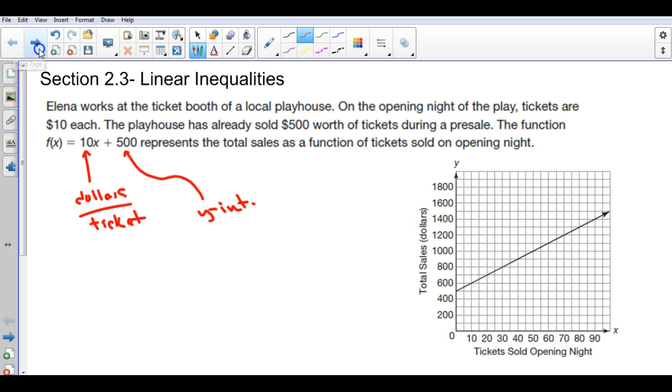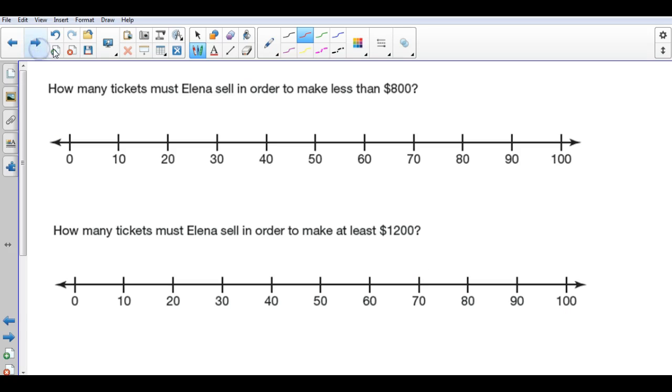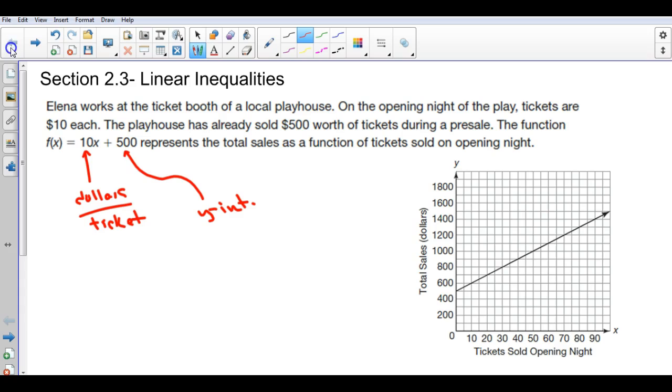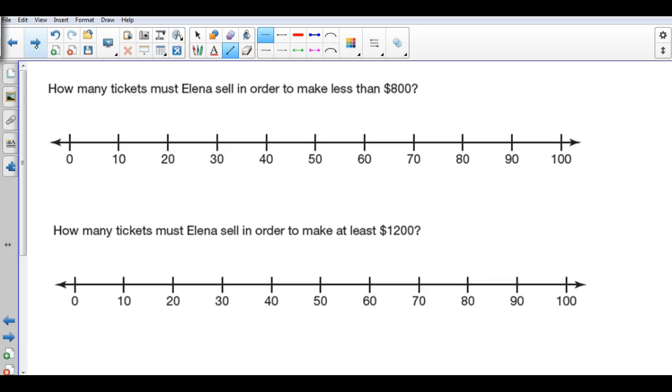So what we're going to do is figure out how many tickets, in this first example, she must sell in order to make less than $800. So I'm going to go all the way over to my graph. Since I'm giving you a quantity of 800, we're going to look where 800 is and go to where this intersection is. So I know that if she wanted to make $800, she would have to sell 30 tickets. So let's think about that in words again. If she wanted to make $800, she would have to sell 30 tickets.